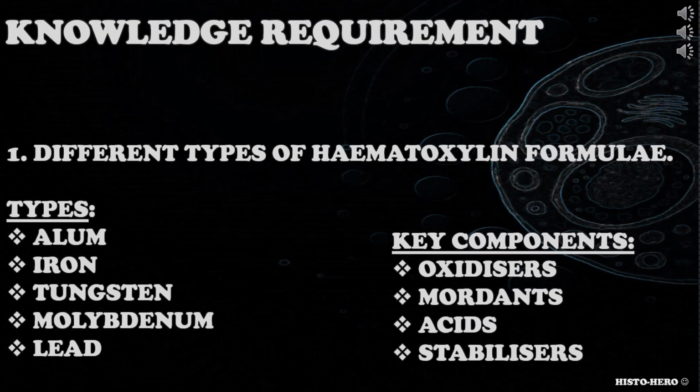When addressing this knowledge requirement, candidates should consider alum haematoxylin like Mayer's or Harris's, iron haematoxylin like Weigert's or Verhoeff's, tungsten haematoxylin like phosphotungstic acid haematoxylin, molybdenum haematoxylin like Thomas's or lead haematoxylin, the key components in the formulation like oxidizers used to convert haematoxylin to hematine, which is an active dye, like air and light or sodium iodate, mordants that improve binding of the dye to the tissue like iron or alum, acids that refine staining specificity and selectivity like acetic acid, or stabilizers that prevent scum formation like glycerol.